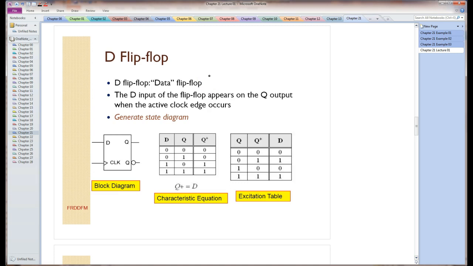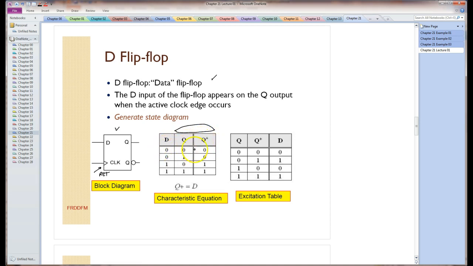So once again, D flip-flop, it's a data flip-flop. Here's the block diagram. The way it's written is it's a rising edge trigger. A couple tables here describing the operation of the flip-flop. What we're interested in is the state change on this thing. Here's the state change. It goes from Q to Q plus, which is the new state.